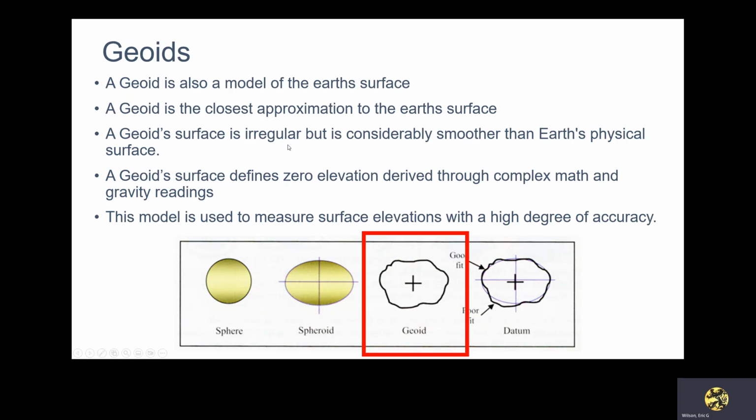Geoids are actually an improved version of the Earth's surface. It is not meant to be exact. It uses a lot of gravitational measurements and calculations, but it is currently the closest approximation to the Earth's surface. It's considerably smoother than the Earth's actual physical surface, which would be more of like a topographic map or a topographic, exact rendering, but it is close. And it basically defines zero elevation derived through complex math and gravity, like I was saying. And this model is used to measure surface elevations with a high degree of accuracy. So that's what you see there in that red box.